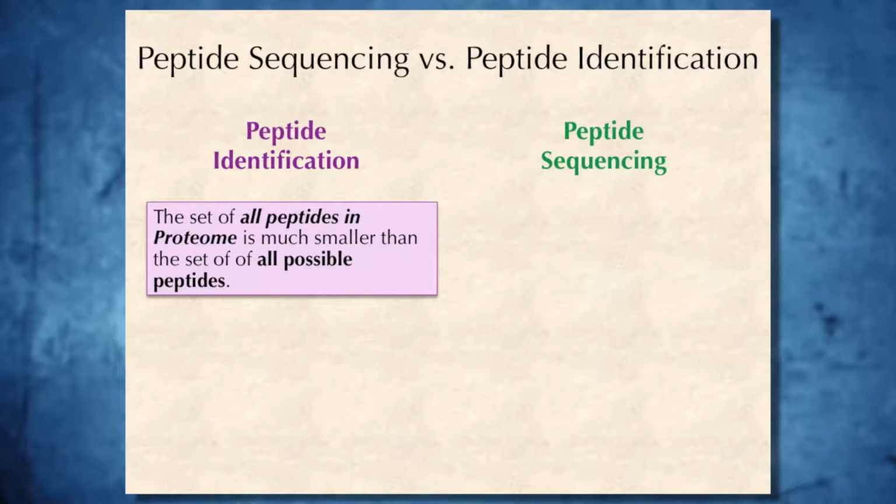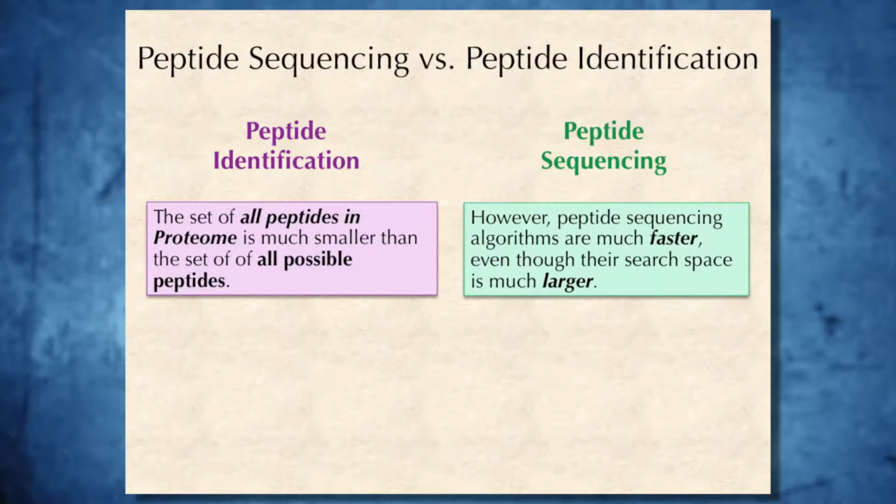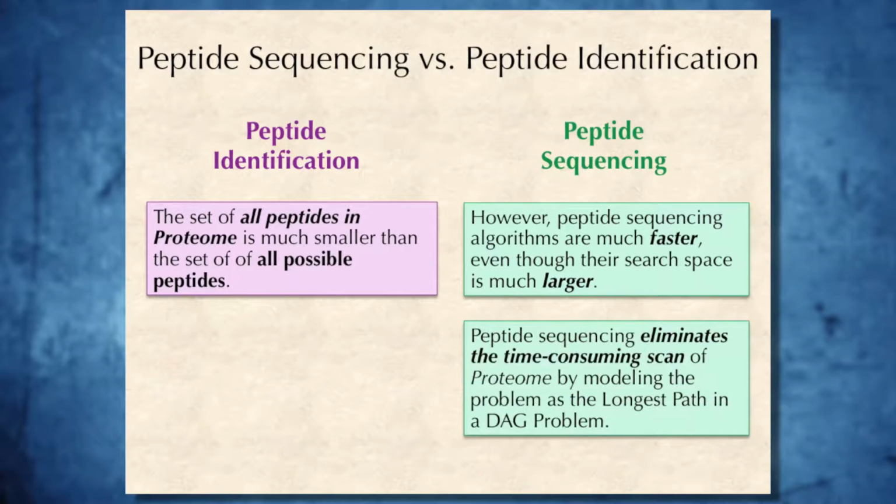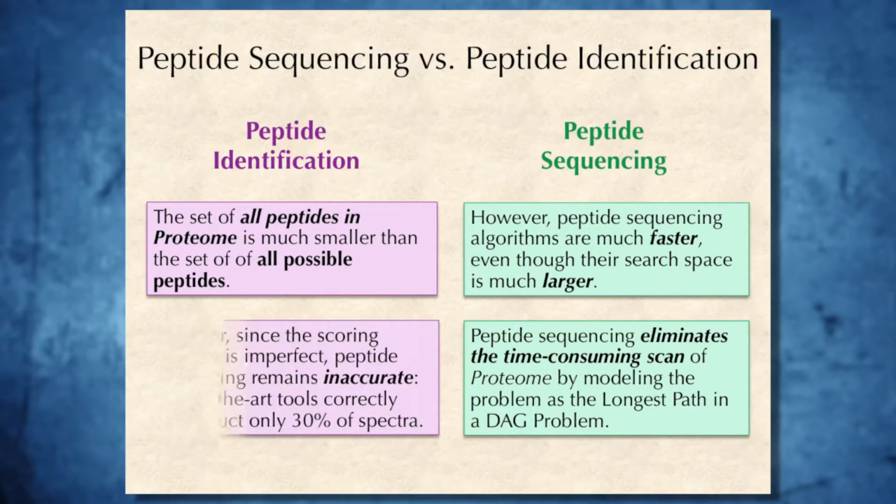However, the reality is that peptide sequencing algorithms are much faster, even though their search space is much larger. The reason is that peptide sequencing eliminates the time-consuming scan of the proteome by modeling the problem as the longest path in the graph problem. However, since the scoring function is imperfect, peptide sequencing remains inaccurate. State-of-the-art algorithms for peptide sequencing only identify 30% of peptides correctly.